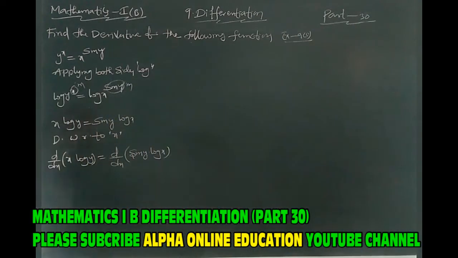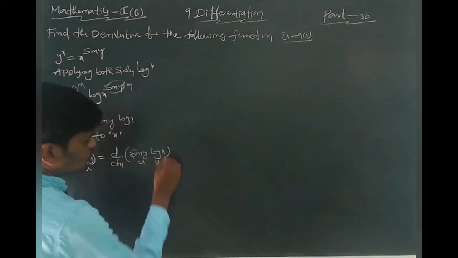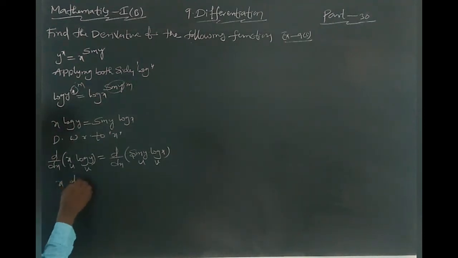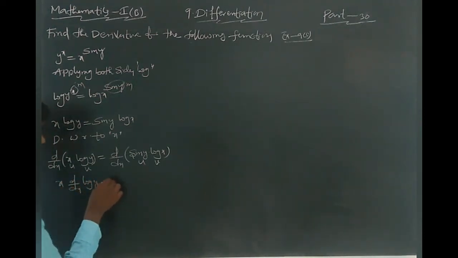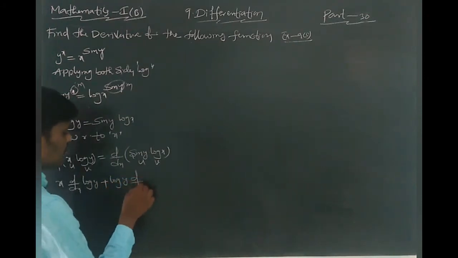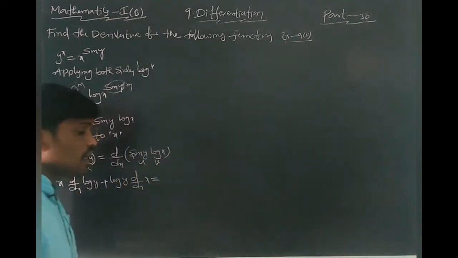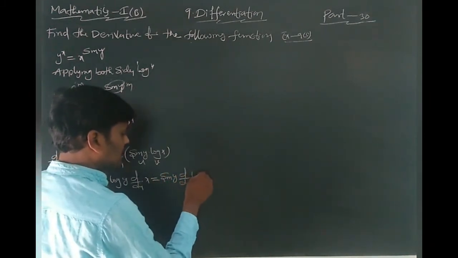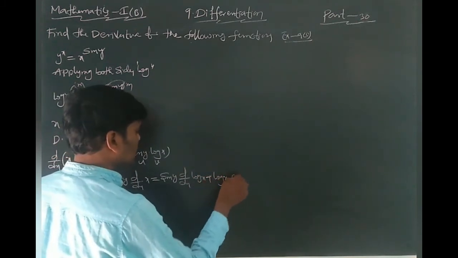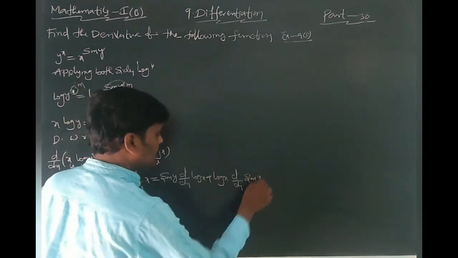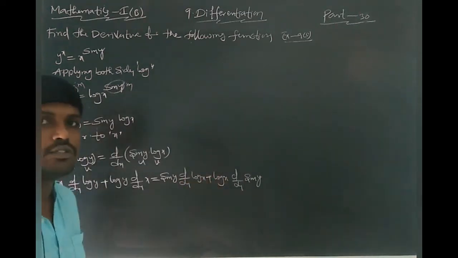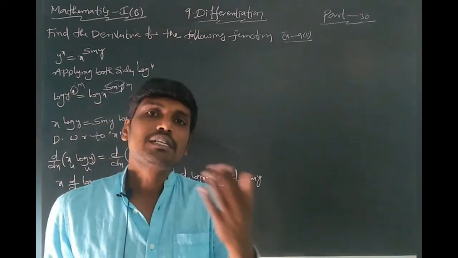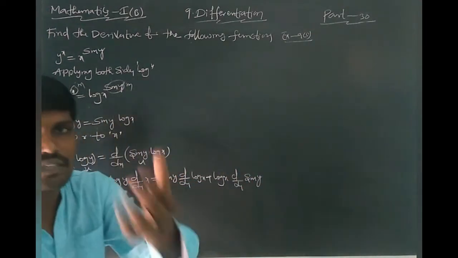Okay students. After that, this is uv, and this is also uv. The derivative of u into v is x into derivative of log y plus log y into derivative of x, is equal to, here also the uv formula: sin y into derivative of log x plus log x into derivative of sin y. The uv derivative is u into derivative of v plus v into derivative of u. Similarly, on both sides you use the same uv formula.